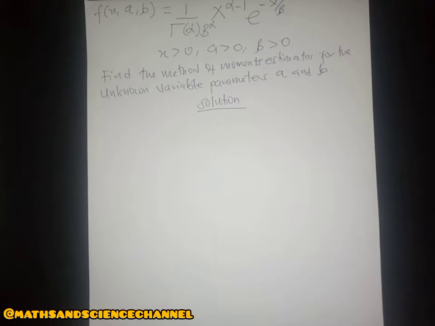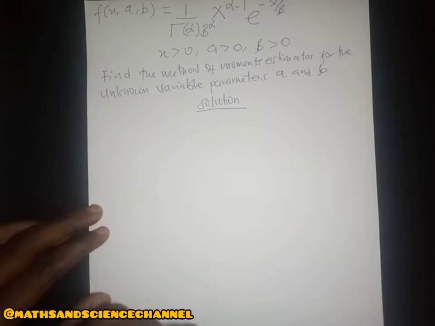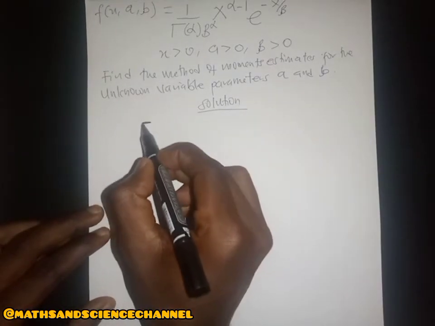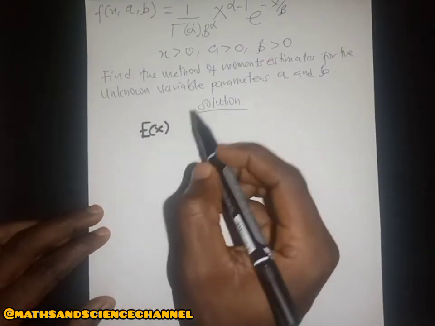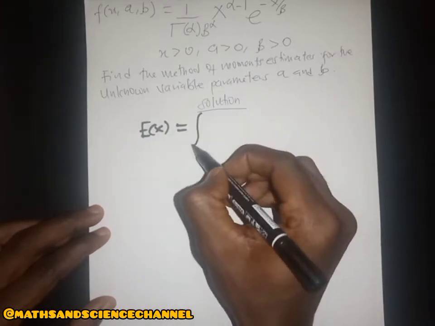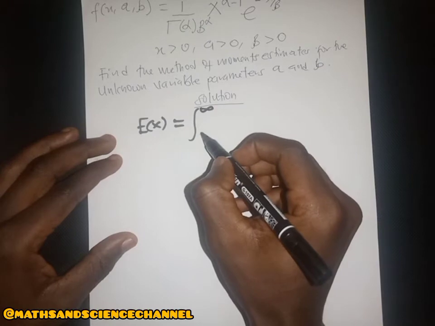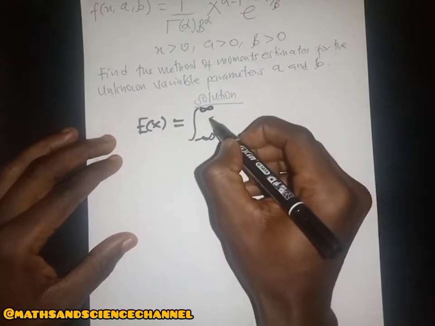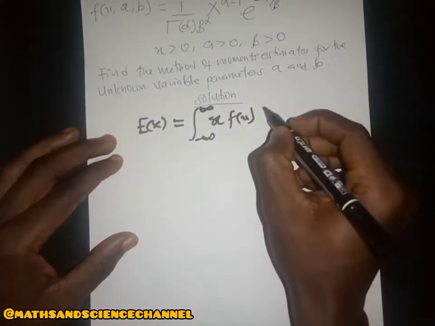Since we have two variables, we are going to get a system of equations which we have to solve, then find what alpha will be, and then find what beta is going to be. So from here, in the first case we have the expectation E of x being equal to the mean, which is equal to the integral from negative infinity to infinity of x f of x.